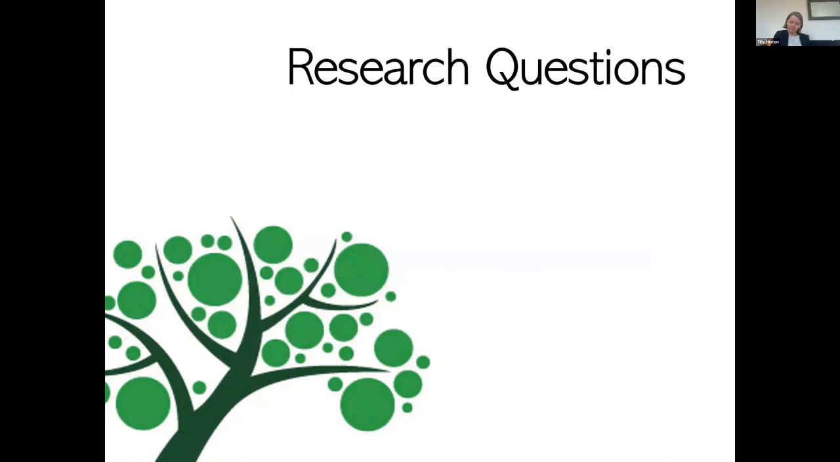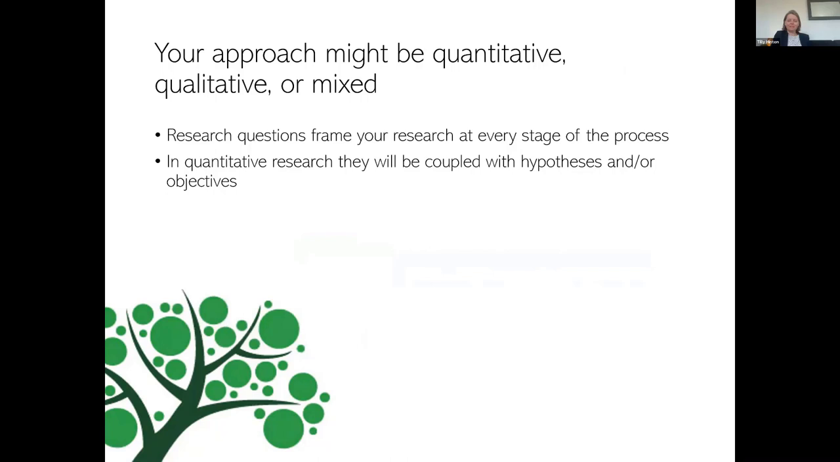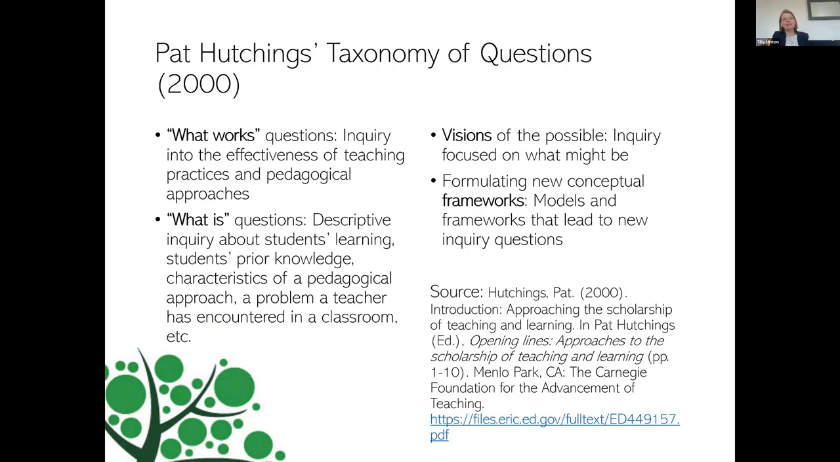Okay. So, starting at a really obvious place, the approach that you are proposing could be quantitative, it could be qualitative, or it could be mixed methods. And no matter what approach you're using, you're going to have research questions that frame your research at every stage of the process, that guide you about what you need to know and the manner in which you're seeking to know it. There's a useful taxonomy of questions that came out of the Carnegie Foundation for the Advancement of Teaching. So Pat Hutchings went through a significant number of funded grant projects in the United States, and identified this taxonomy of what kinds of questions people are asking in scholarship of learning and teaching.